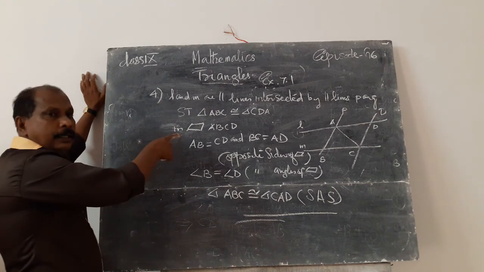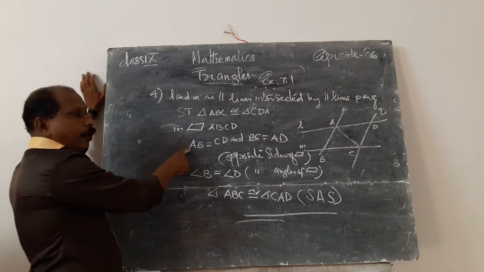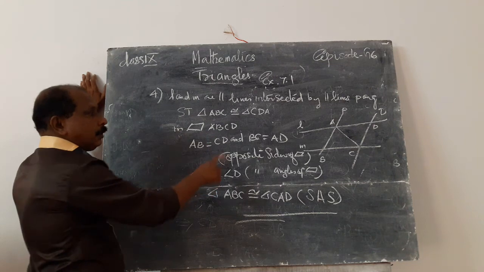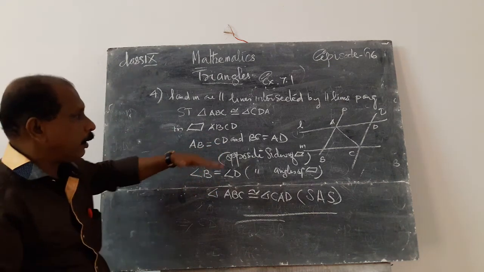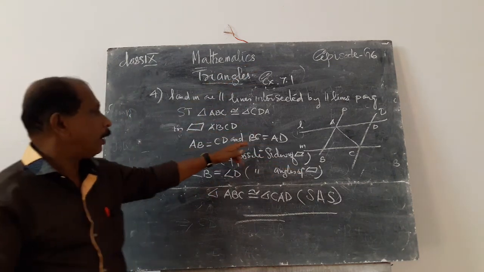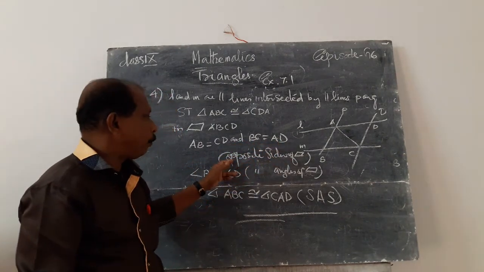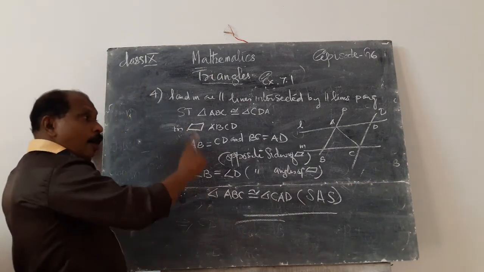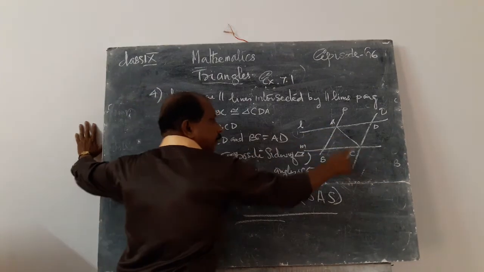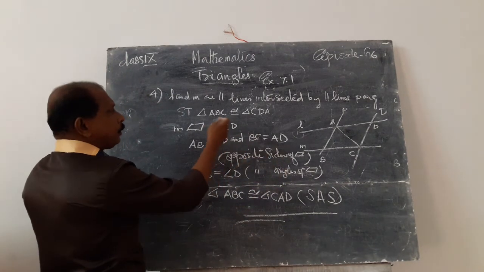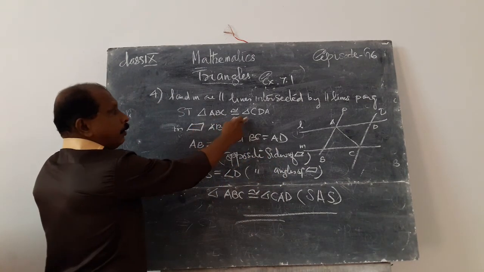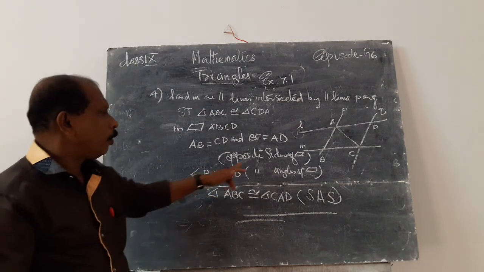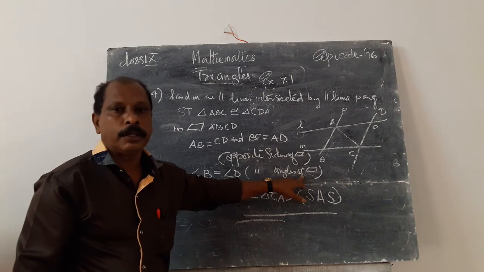Therefore, let us consider the parallelogram ABCD. AB is parallel to CD and AB is equal to CD. Similarly, BC is parallel to AD. Opposite sides of a parallelogram are equal. That's the reason. Similarly, opposite angles are angle A and angle C, but we consider B and D because there are two triangles, ABC and CDA. Therefore, angle B is equal to angle D.